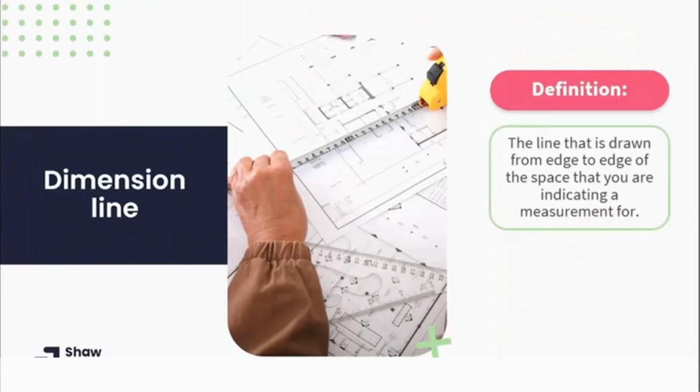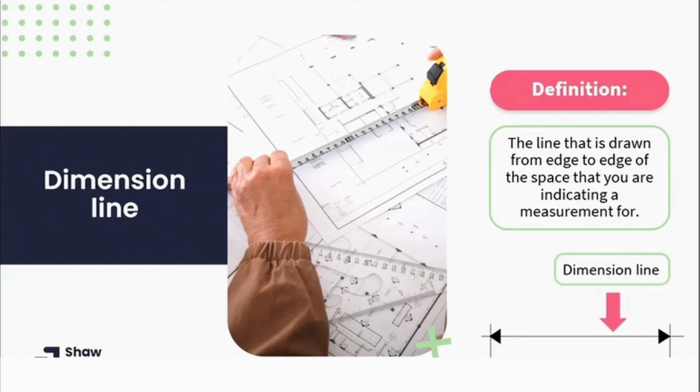The dimension line is the line drawn from edge to edge of the space that you are indicating a measurement for. This is done in a linear fashion. It is typically drawn by hand or by CAD as a fine, dark, solid line with a symbol such as an arrow or a strike mark on either side. So let's take a look at exactly what that looks like. Here is your linear line. And that is your dimension line. That is your numerical value. So the dimension line is the central linear line running from left to right in this case.